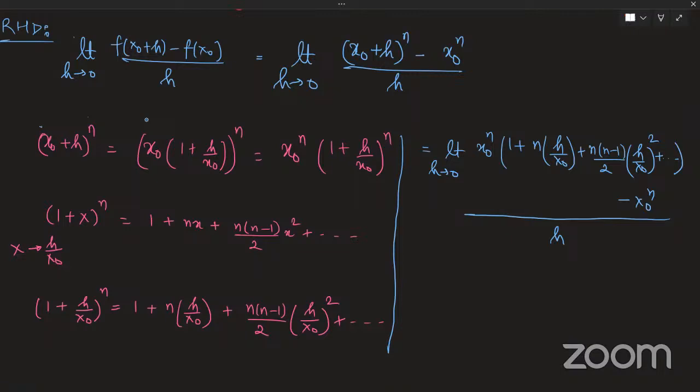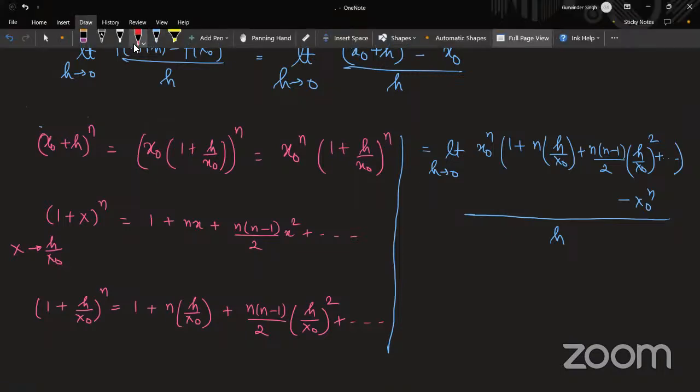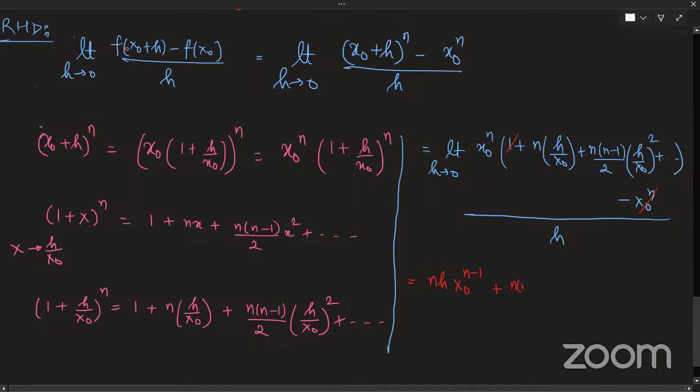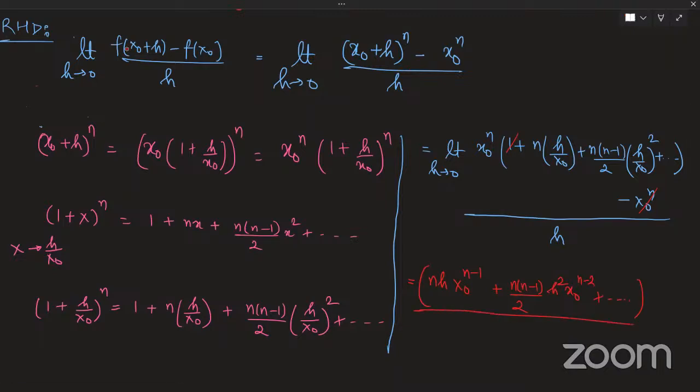Okay. So if you send this x naught raised to n inside, the first term will become x naught raised to n because it is multiplied by 1. So you can just directly cancel this 1 and this x naught raised to n. I'm just asking you to send this inside. After you send it inside, you'll be left with n h x naught raised to n minus 1 plus n into (n minus 1) by 2 into h square into x naught raised to n minus 2 and so on, higher order terms, whole divided by h.